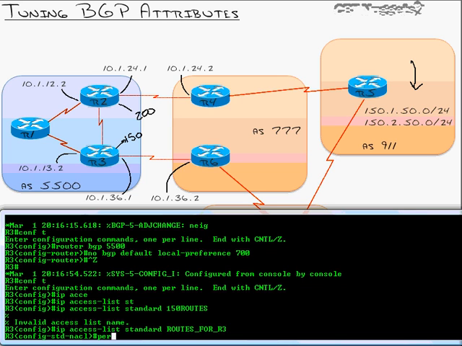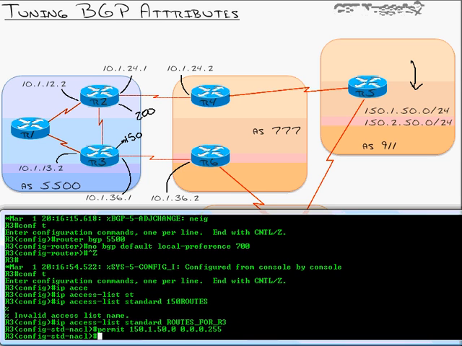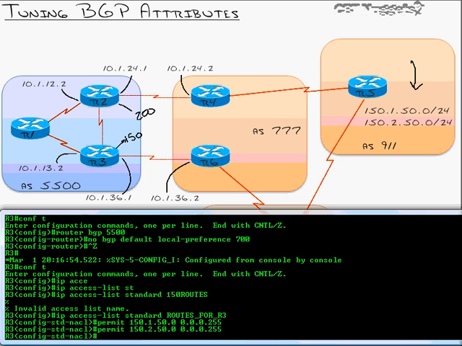So I'll say permit, and this is a standard access list, so I'll just say R3 wants to get the 150 route, so I'll put 150.1.50.0, and I will do 150.2.50.0. Could have done that a little easier with one statement just by doing 150.0.0.0, but that's okay.